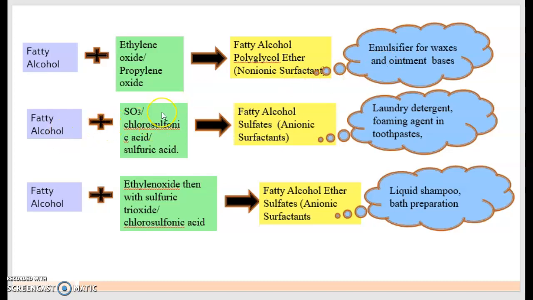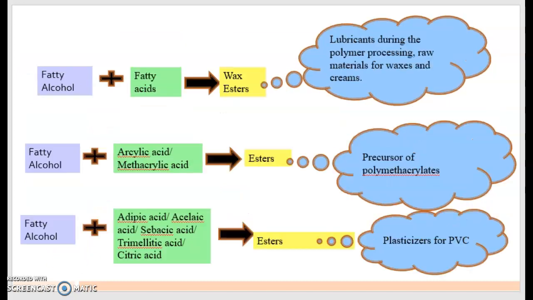Okay, when we add fatty alcohol with SO3, sulfuric acid or chlorosulfonic acid, we produce fatty alcohol sulfates, which are commonly used in laundry detergent and as foaming agents in toothpaste. Next, when fatty alcohol reacts with ethylene oxide, then with sulfur trioxide and chlorosulfonic acid, it will produce fatty alcohol ether sulfates, which are used as anionic surfactants in liquid shampoo and bath preparations.